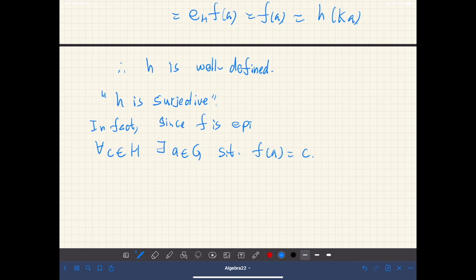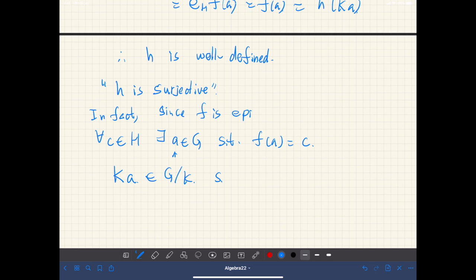So there exists this A, and therefore there exists a coset Ka in the quotient group G over K such that H of Ka is equal to f of A, which is equal to C. So every element in H has a corresponding coset in G over K. Therefore, H is a surjection.